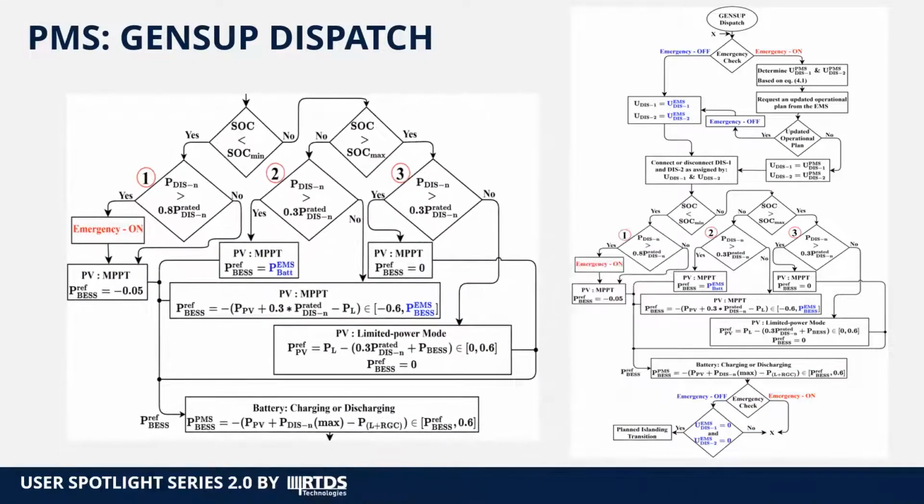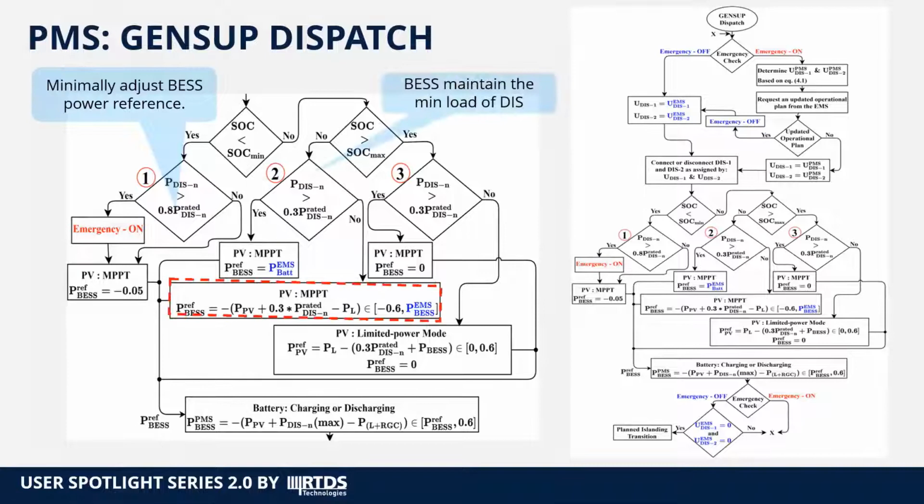Then, based on the SOC, we have three different cases. Case 1, when the SOC is less than SOC minimum, we will minimally adjust the battery energy storage power reference to charge it at a very low power and check the loading of the diesel unit. If the diesel unit is highly loaded, this will be marked as an emergency on situation.